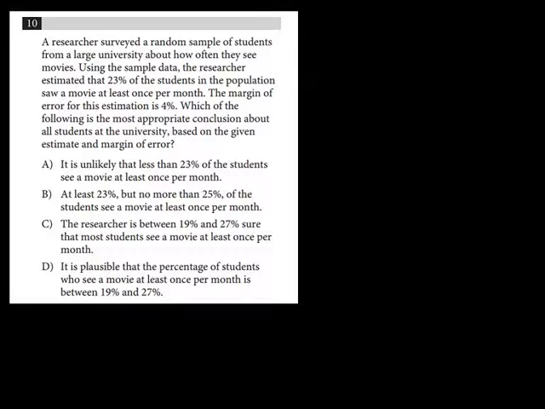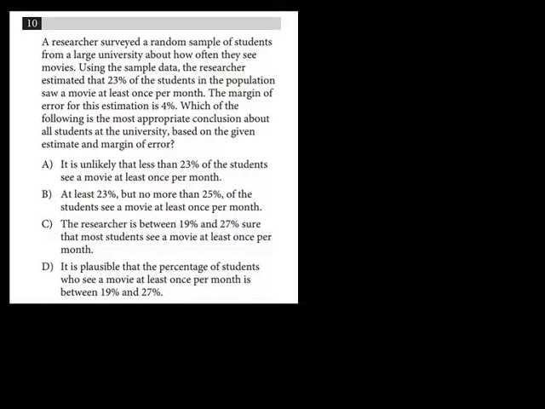B, at least 23%, but no more than 25% of the students see a movie at least once per month. C, the researcher is between 19% and 27% sure that most students see a movie at least once per month. And D, it is plausible that the percentage of students who see a movie at least once per month is between 19% and 27%. So for this problem, it's fairly simple.